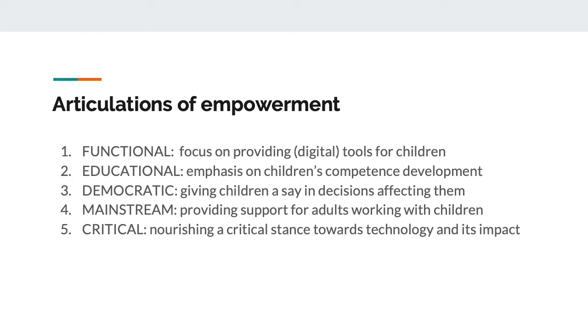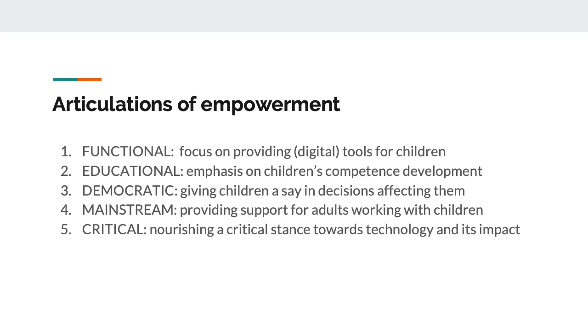The first main takeaway is that the framework developed by Kinula and colleagues provided a good lens to categorize sentences that use the term empowerment. A few exceptions notwithstanding, all sentences could be categorized as one of these 5 articulations of empowerment that you see on this slide. And what are these exactly? Well, the first one, functional empowerment, includes all CCI studies that focus on providing children with digital tools to, for instance, develop their own games or explore programming concepts.